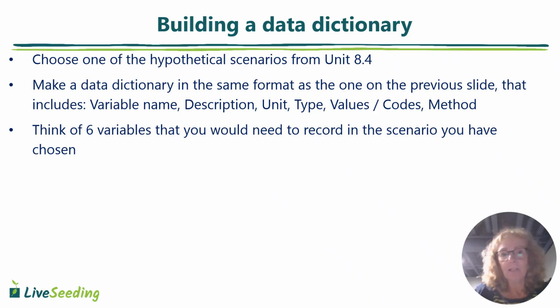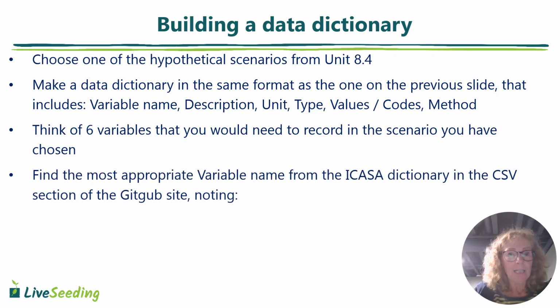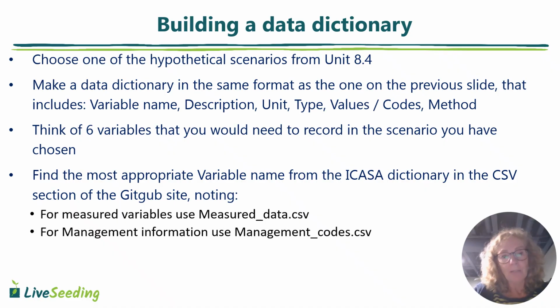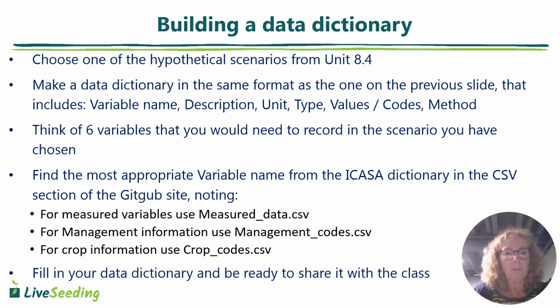And just briefly the method. So think of about 6 variables that you might need to record in that scenario you've chosen, and then go into that ICASA dictionary in the CSV section of the GitHub site. Oh, that should say GitHub, not GitGo. I need to fix that. Take note that for measured variables, have a look at the measured data CSV. For management, use management codes. For crop information, use crop codes. So just take a little time now to do this exercise and see if you can come up with a small data dictionary for one of those scenarios in Unit 8.4.